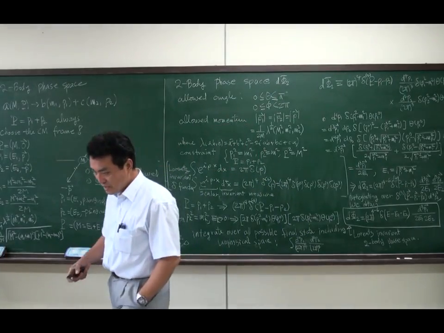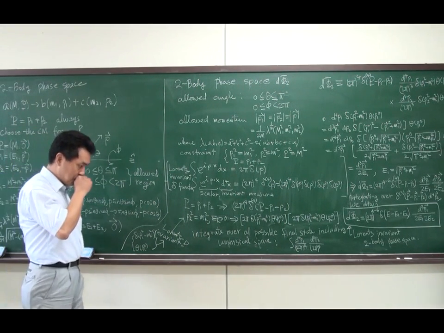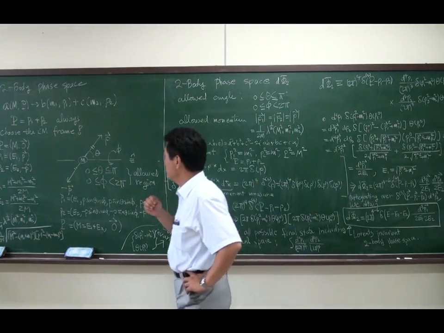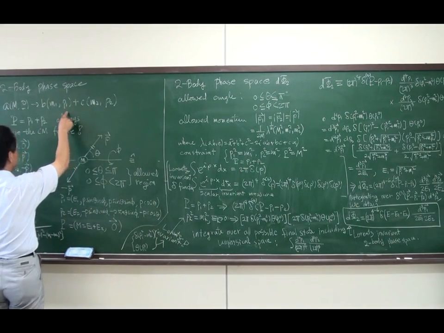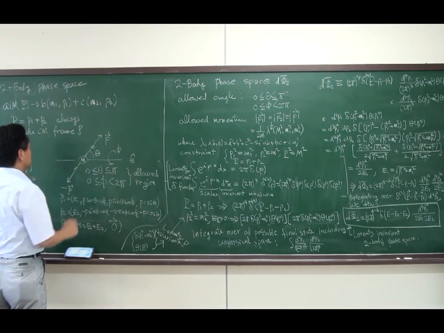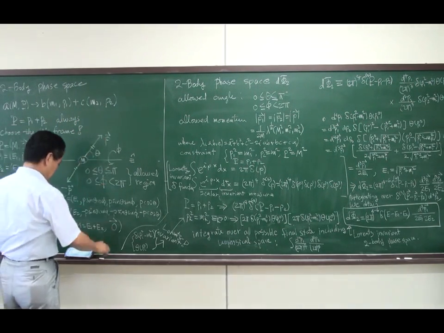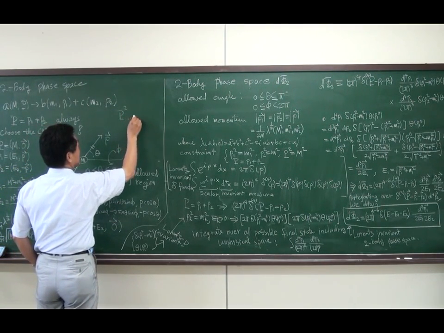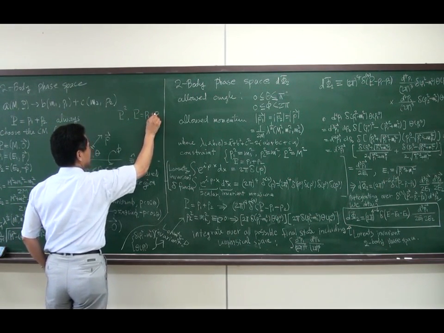Next, we consider two-body phase space. In the previous class, we studied the invariant mass of a two-particle system with rest masses m1 and m2, whose four-momenta are given by p1 and p2. The invariant mass of the two-body system was just capital P squared, where capital P is the sum of the two momenta.